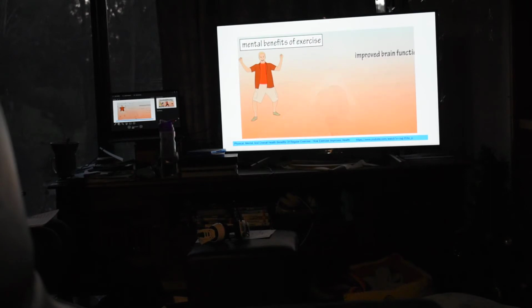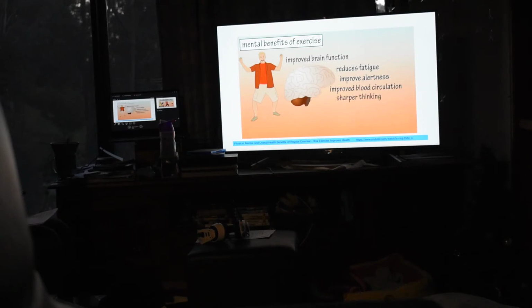Number 3, better brain function. Regular exercise can reduce fatigue, which can improve alertness and concentration. Physical activity improves blood circulation, which delivers oxygen to the brain at a faster pace, which leads to sharper thinking.